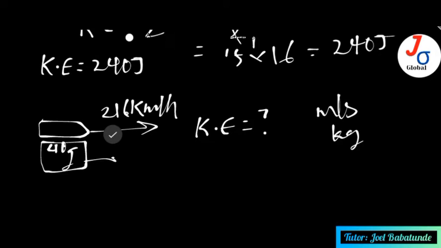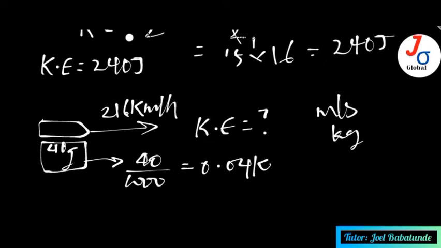And how do we do that? Kilo means 1000. That's 40 divided by 1000. And that gives us 0.04 kilogram. So this is the mass of the bullet in kilogram.